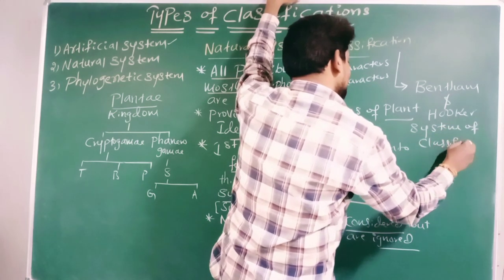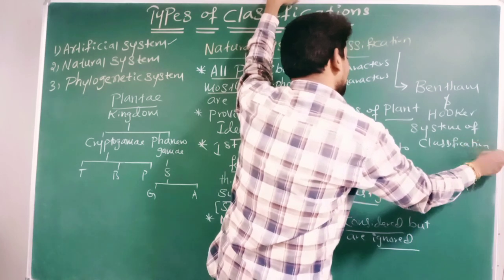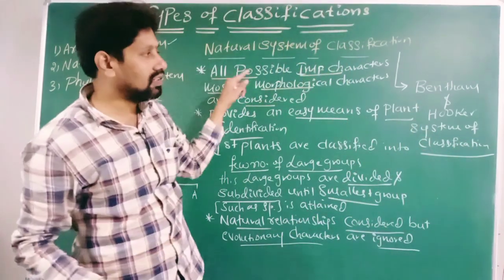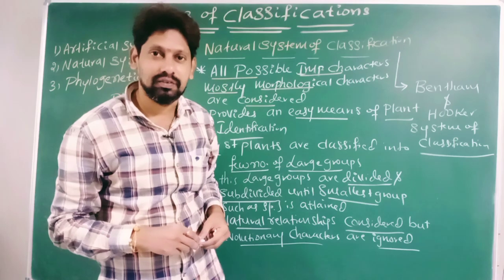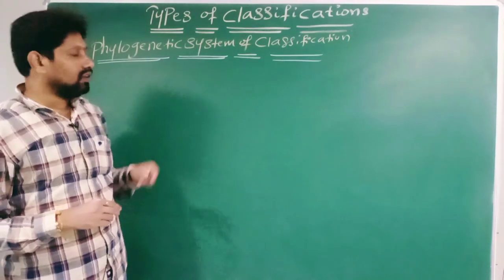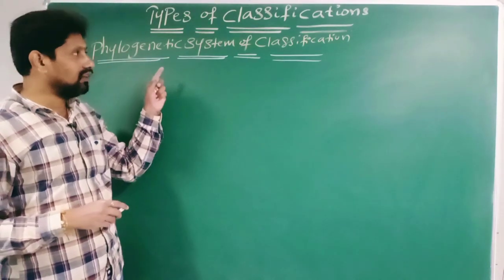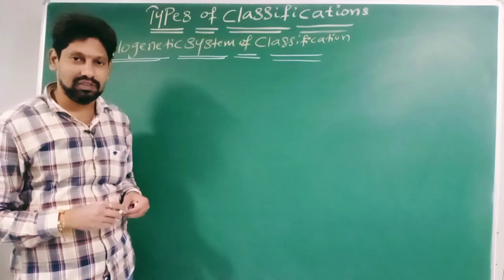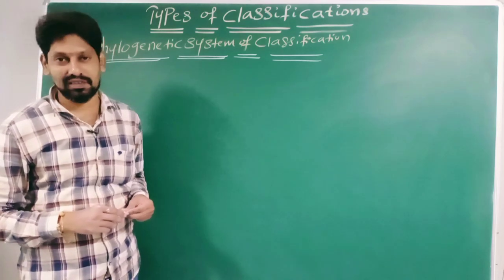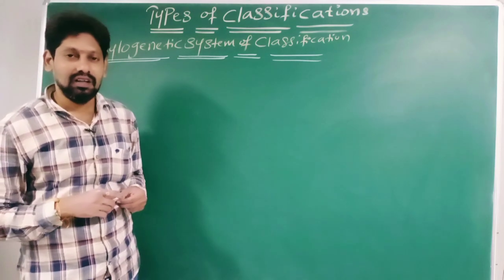This is an example for natural system of classification, right? Go for the next one. What is it? Phylogenetic system of classification. Now listen to the statement.